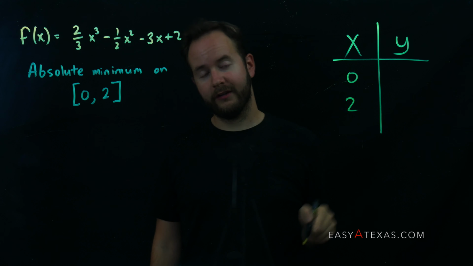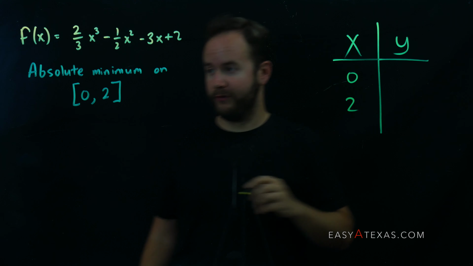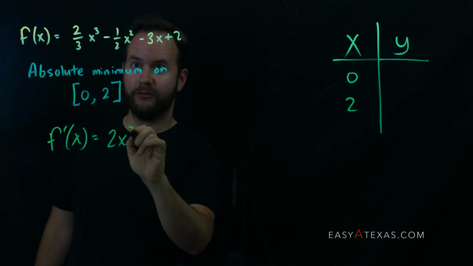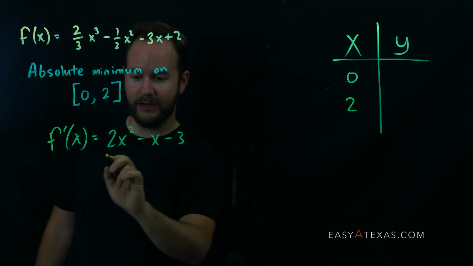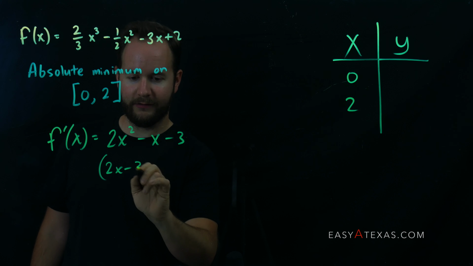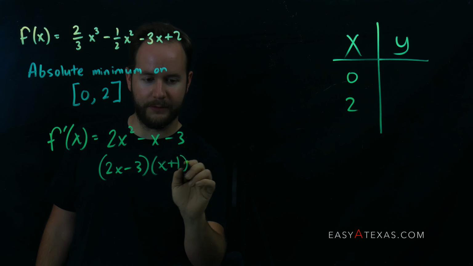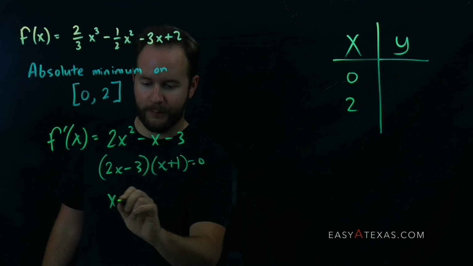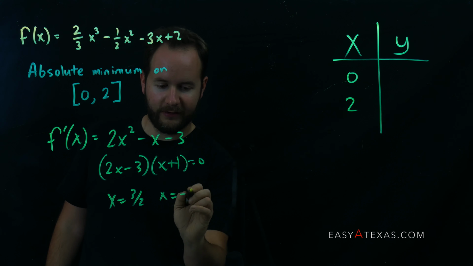But to find the other x values, we need to take the derivative and set that equal to 0. So let's go ahead and do that. F prime of x equals 2x squared minus x minus 3, which factors into 2x minus 3 times x plus 1. We're going to set that equal to 0 and figure out the values of x that cause this to be 0. That would be x equals 3 halves and x equals negative 1.